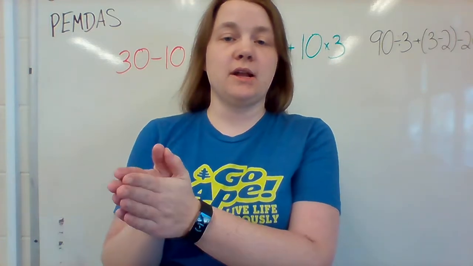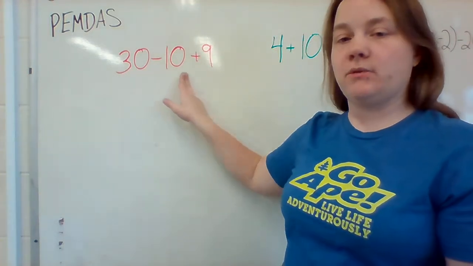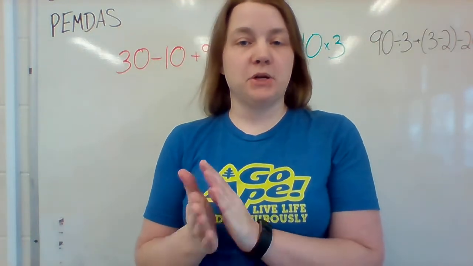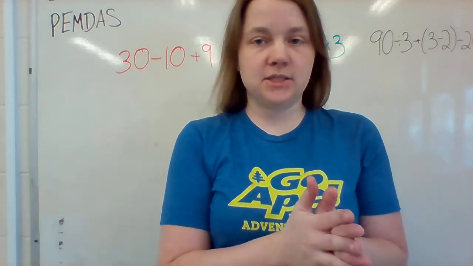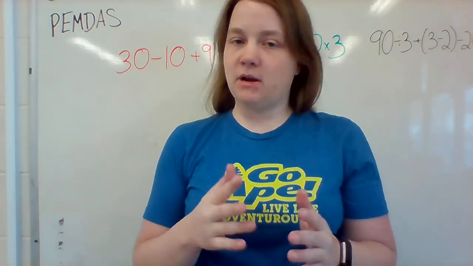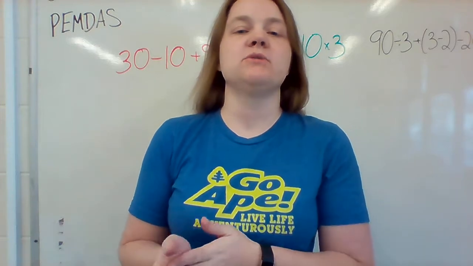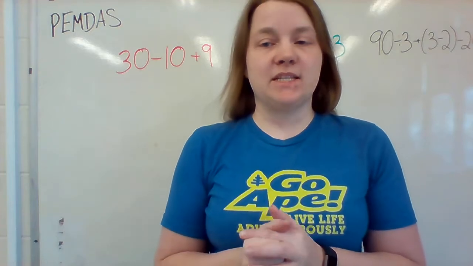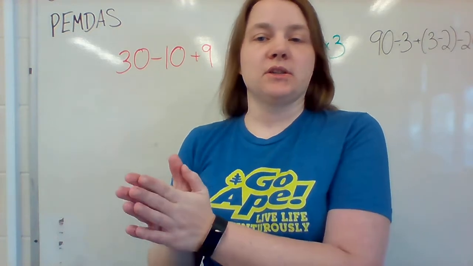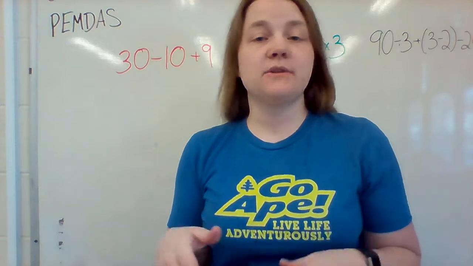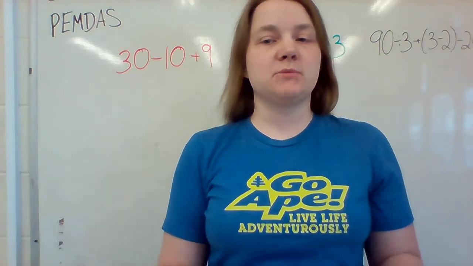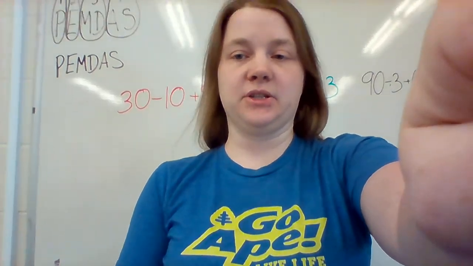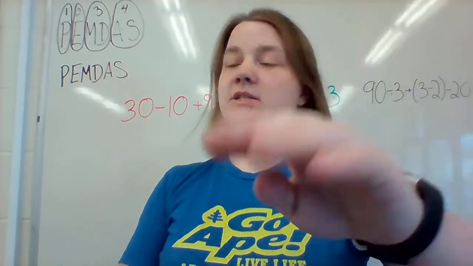you want to start at the beginning of the problem and work your way across, just like you read from left to right, and solve whatever multiplication or division you come across in the order you come across it. It doesn't matter if you come across division first or multiplication first. Addition and subtraction are very similar to that. You want to start at the left and work your way across. It doesn't matter if you see addition first or subtraction first, but you do all the addition and subtraction last, actually.